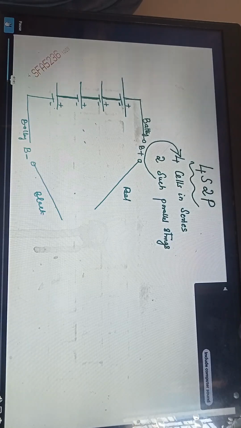Now 2 such means what? Already we have 4 cells in series, right? 2 such strings. So that means I have to draw one more string, one more same 4S.